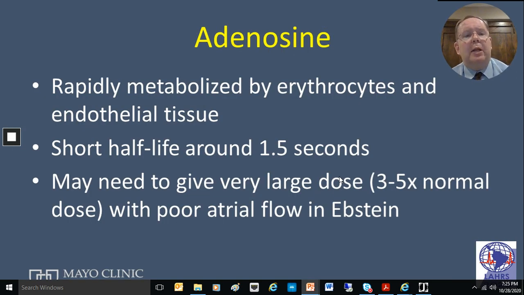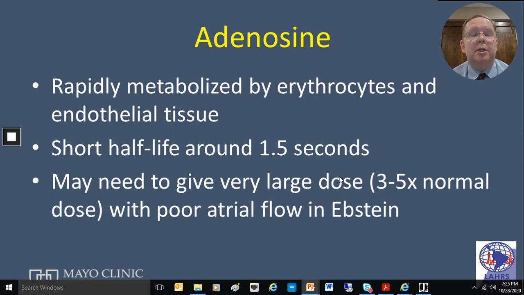One of the things you have to realize that's a little bit different in dealing with these patients is adenosine has to be given a little bit differently than you typically give it. As you know, adenosine is rapidly metabolized by erythrocytes and endothelial tissue and has a very short half-life of around 1.5 seconds. And because it's directly metabolized by these red blood cells, as well as the tissue inside the blood vessels, if the adenosine sits around in the heart or vessels for very long, it will be quickly metabolized.